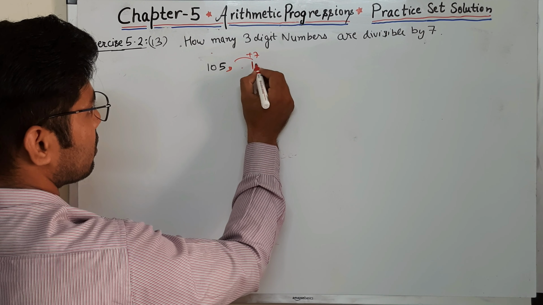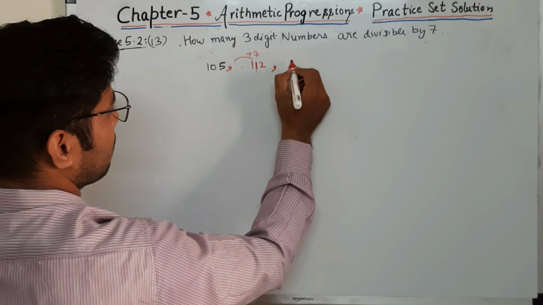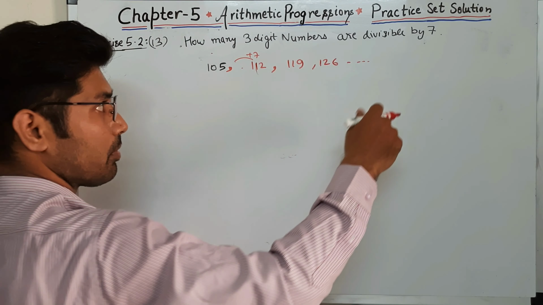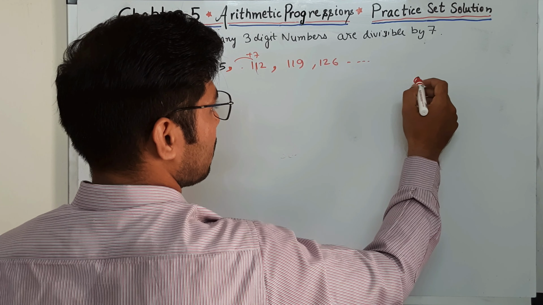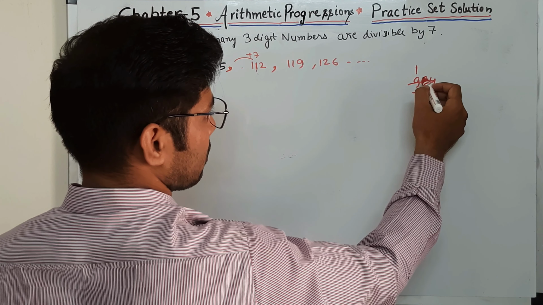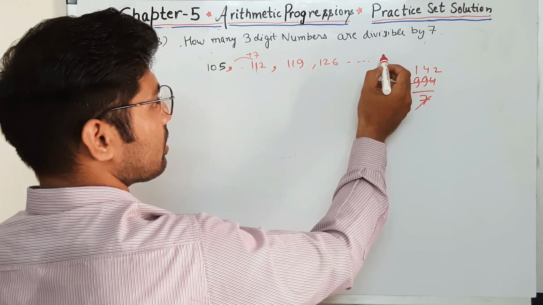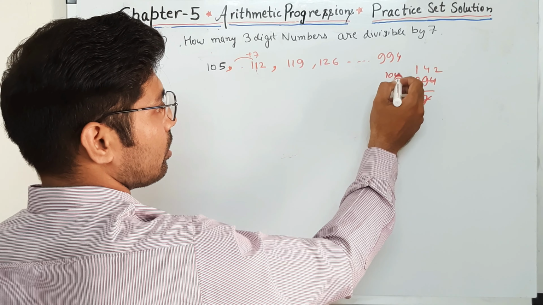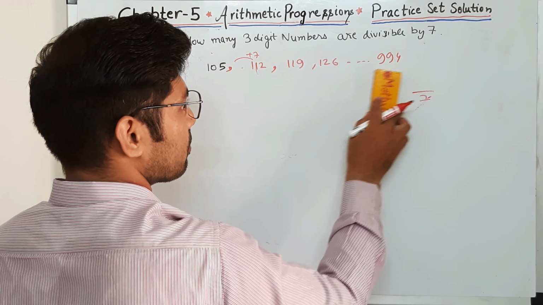It will be 112 and it will be 119, like that. Okay, 126. And the last term, right, if you know the last term, so the last term will be, for example, divide 1994 by 7. Can you just try? Okay, so this 994 is divisible, 994, and if we add 7, it will be 1001. Okay, so this is a 4-digit number, so we need to ignore this one. Okay, so the last number is 994.